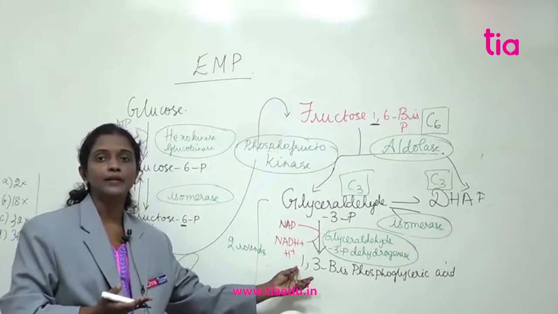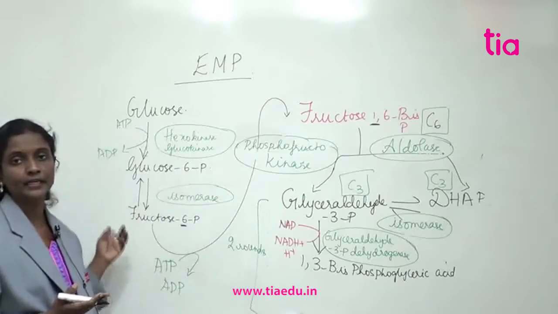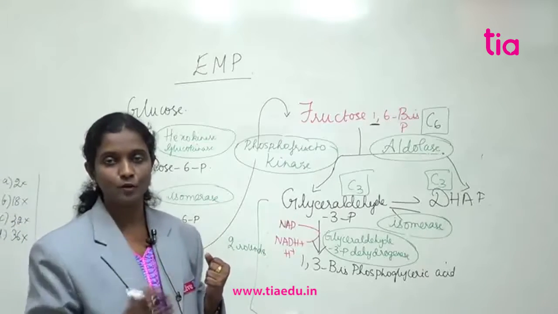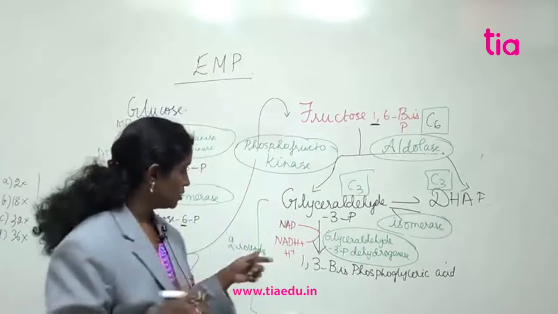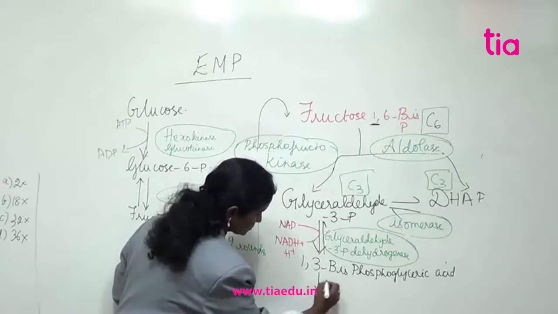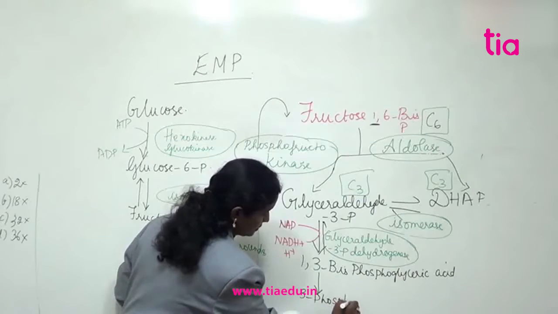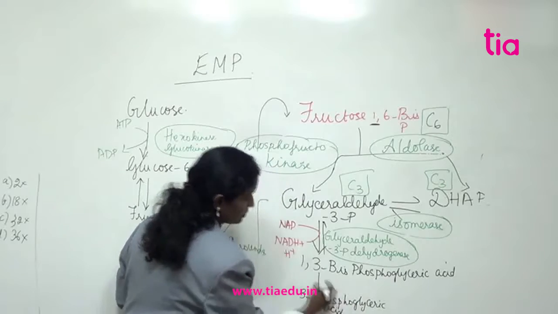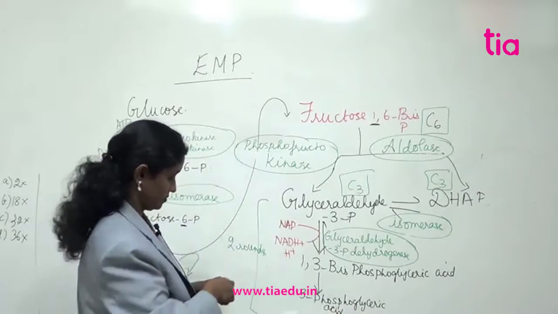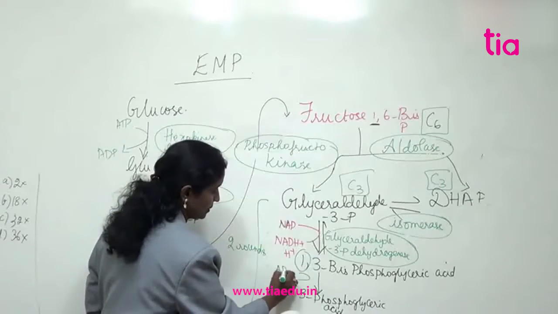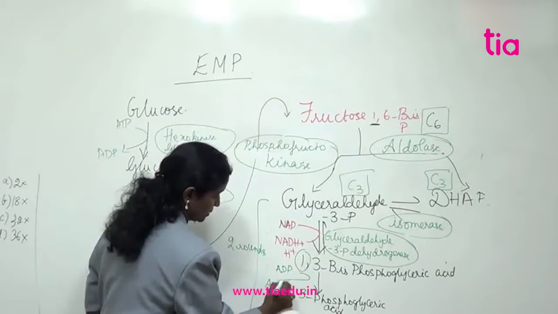First time we are going to reap the benefit. You said we invested 2 ATPs. First time we are going to get the profit, in the form of ATP. So 1,3-bisphosphoglyceric acid will be converted to 3-phosphoglyceric acid, because the phosphate present in the first group is going to be taken out and ADP becomes ATP. First time we are going to reap the benefit.